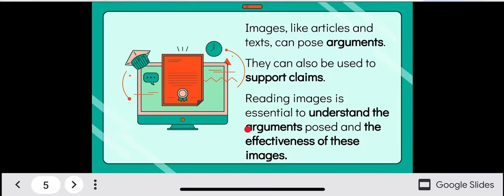So before we used to identify the arguments from texts, from paragraphs, from articles, from researches, and so on. So just like articles and texts, images also can pose arguments. They can also have arguments made. They can also support claims, so we can use them as evidence as well. And they can also help us understand the arguments that are posed in the essays or researches or so on. And they can also be an effective tool to help us with our claim.